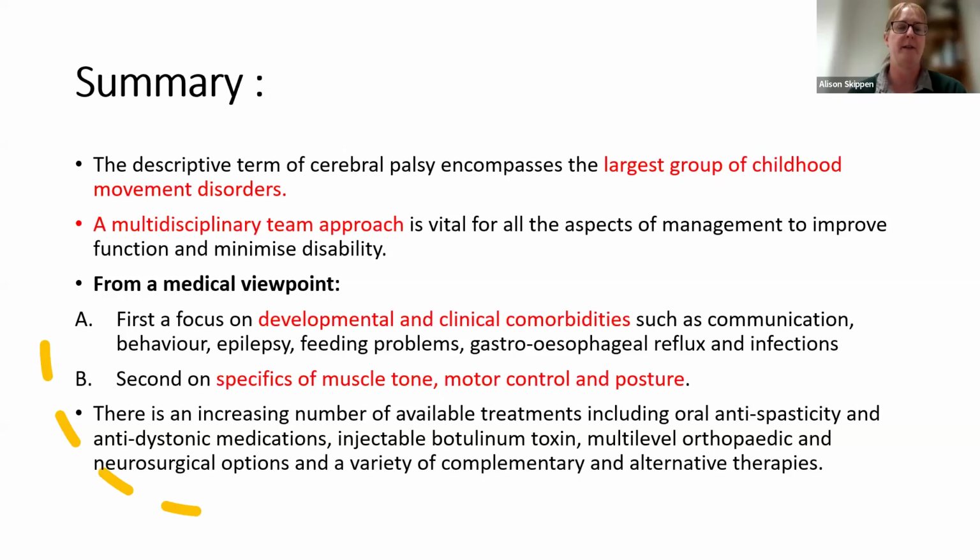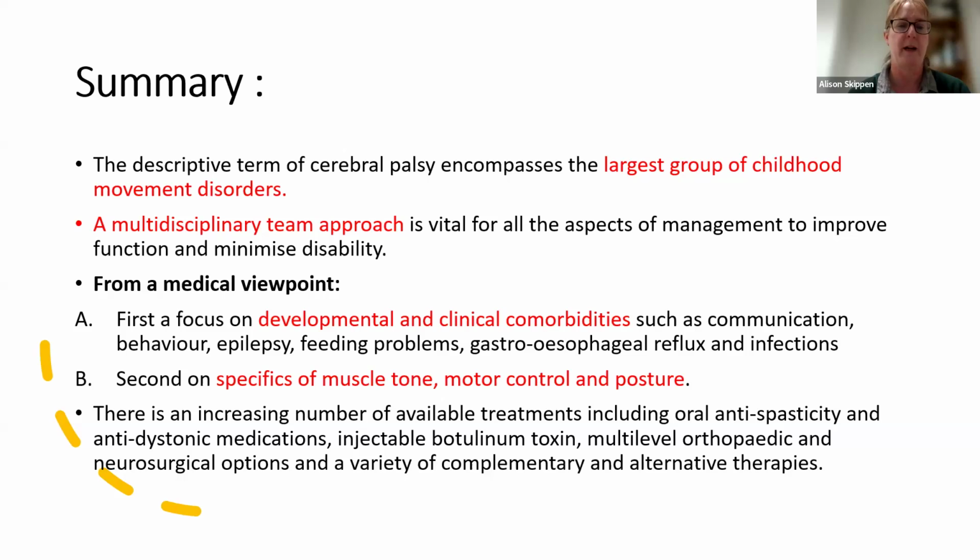So in summary, the descriptive term of cerebral palsy encompasses the largest group of childhood movement disorders, and a multidisciplinary team approach is vital for all aspects of care to improve function and minimize disability. From a medical viewpoint, the focus should be on developmental and clinical comorbidities. That's going to improve the quality of life by focusing on these areas and improving them, so the child will be able to gain most from their environment and school.